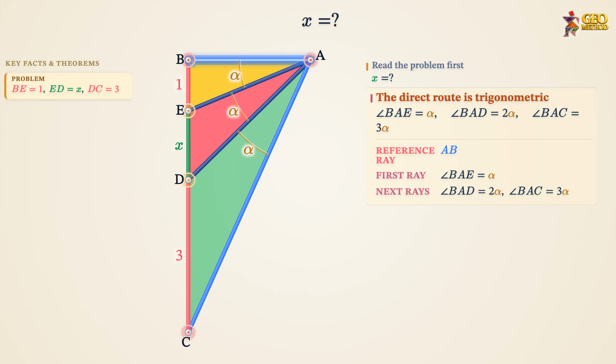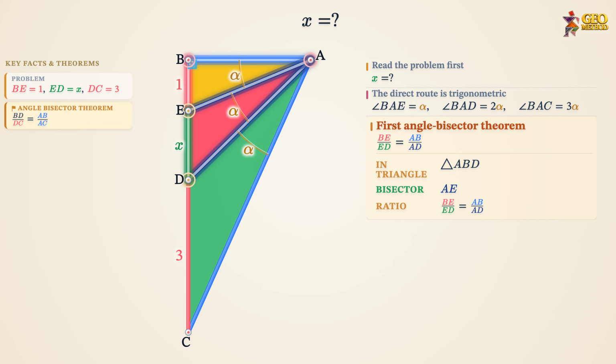The direct solution measures every ray from the leg AB. Ray AE is alpha away from AB, ray AD is 2 alpha away, and side AC is 3 alpha away. This is why cosine will enter the first solution.